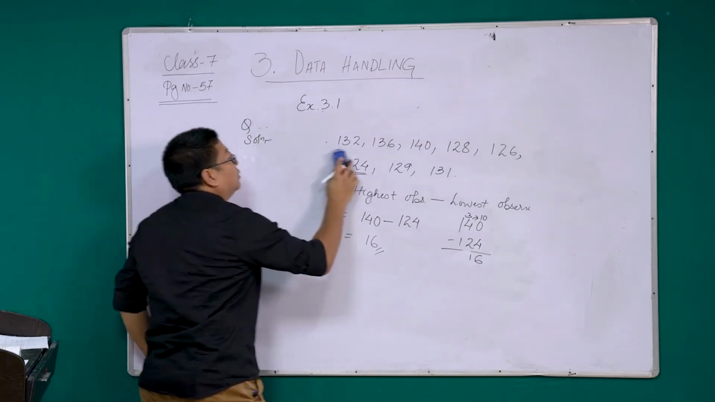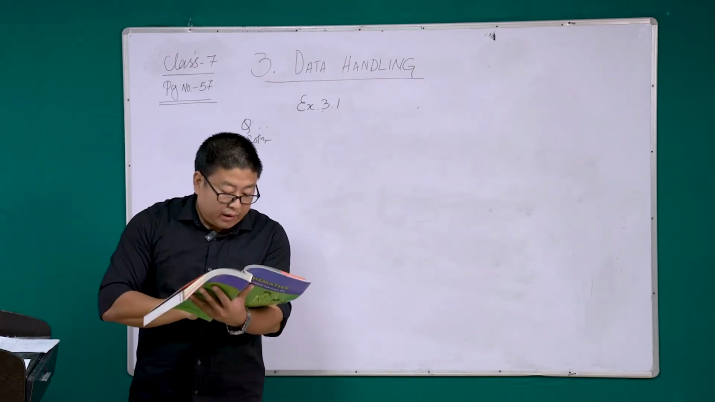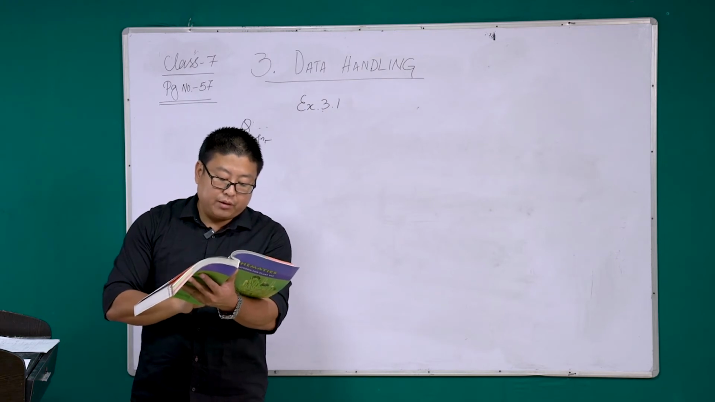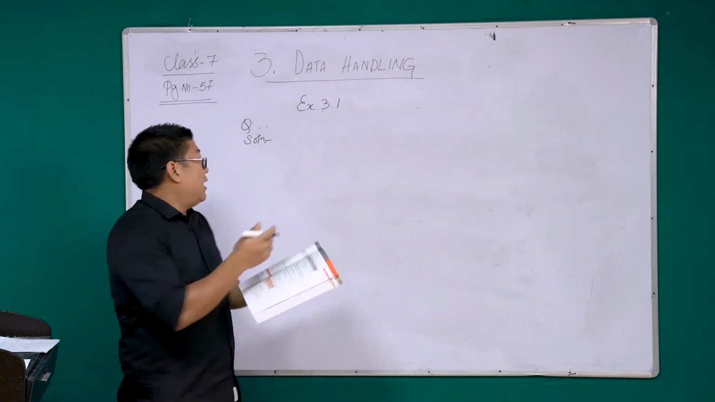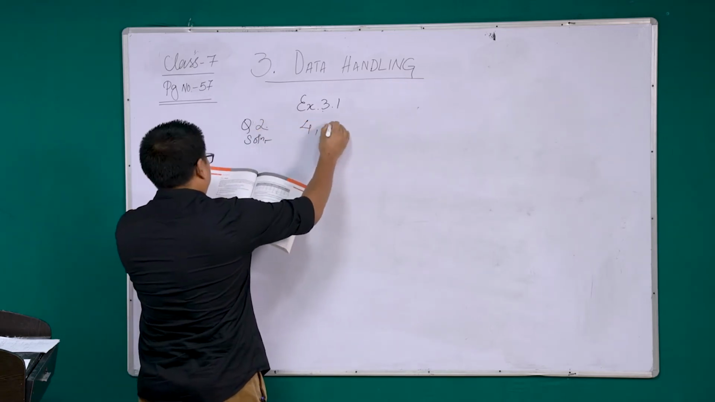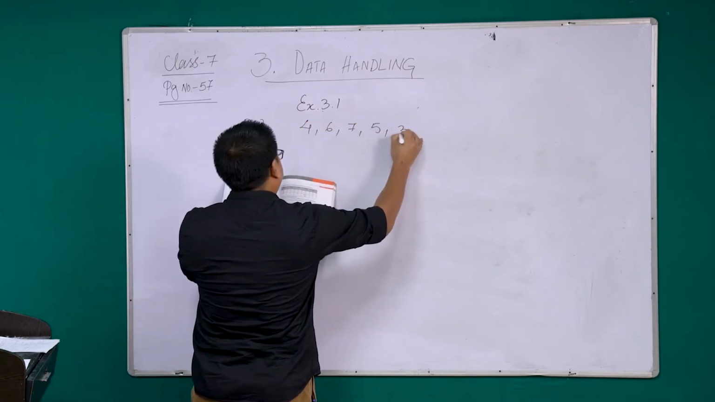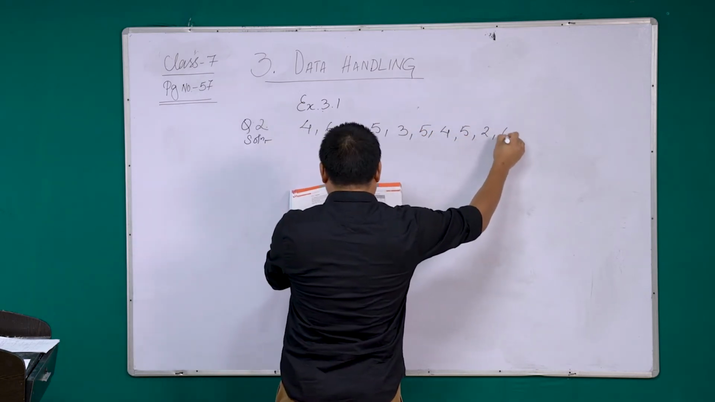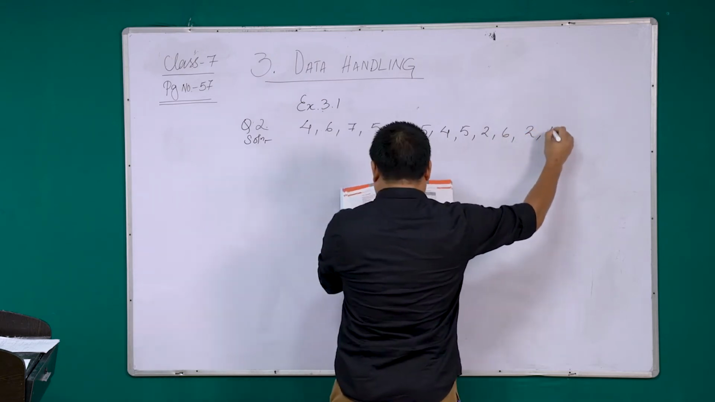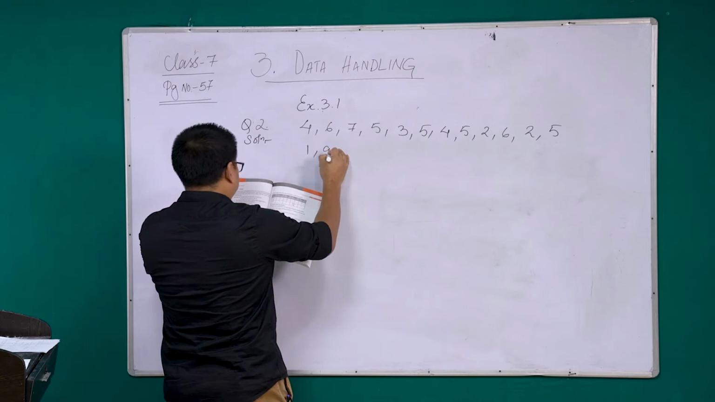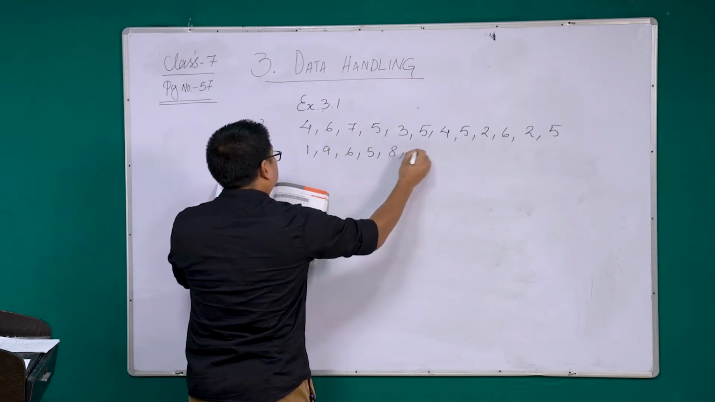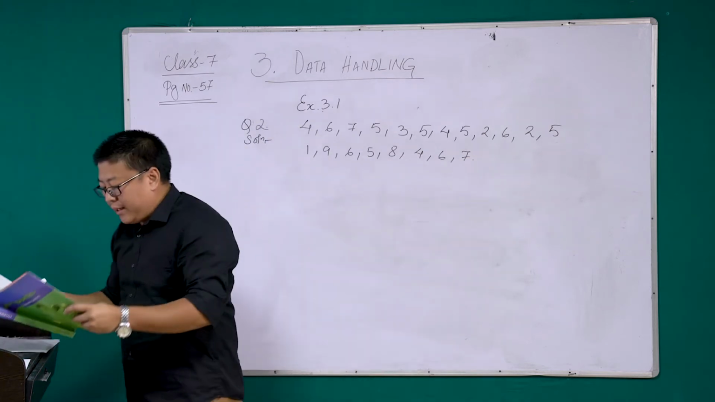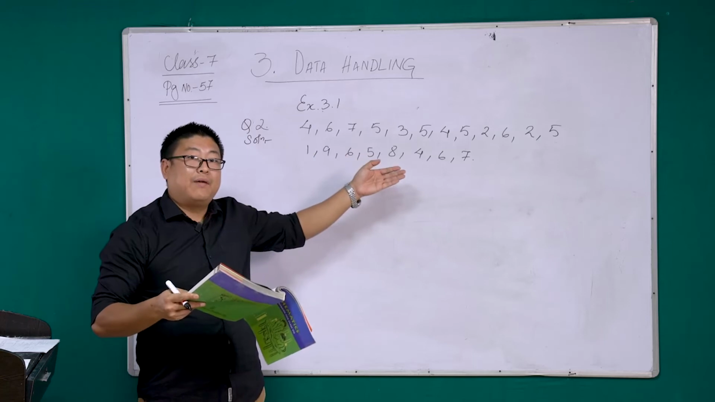Question number 2. Let's read the question together. Organize the following marks in a class assessment in a tabular form. The numbers given are 4, 6, 7, 5, 3, 5, 4, 5, 2, 6, 2, 5, 1, 9, 6, 5, 8, 4, 6, and 7. Now looking at these data, we have to form a table.